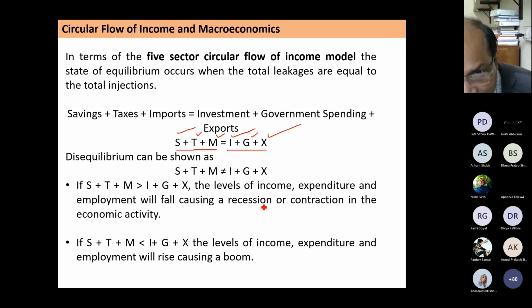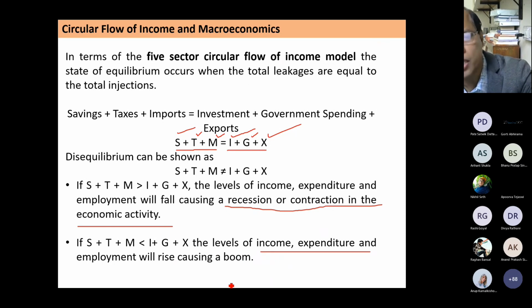So if the sum total of the injections becomes equal to the sum total of the leakages, the economy is in fine macroeconomic balance. The economy is attaining equilibrium income. If the sum total of the injections doesn't become equal to the sum total of leakages, then there is disequilibrium. Disequilibrium can be of 2 types. Leakages can be greater than injections, or less than injections. When leakages are greater than injections, we may experience recession or contraction in economic activity. When leakages are less than injections, we experience a rise in income and expenditure, and thus a boom in the economy.